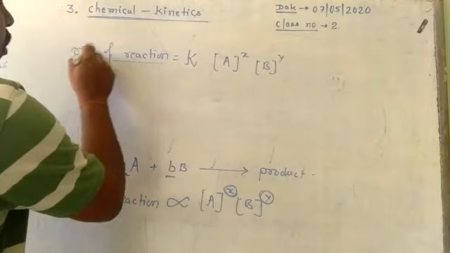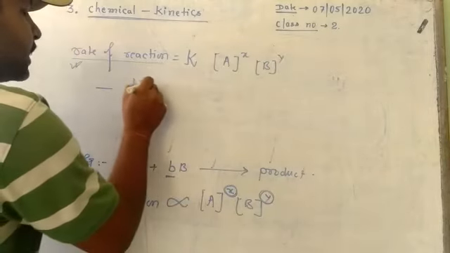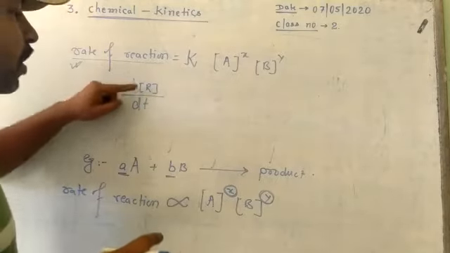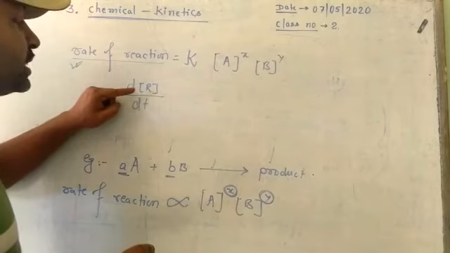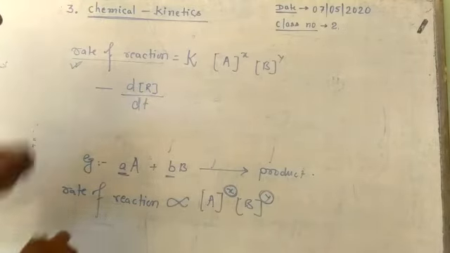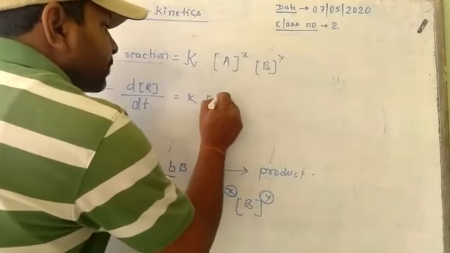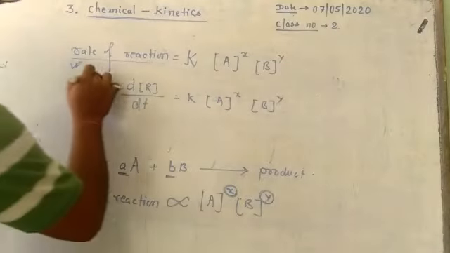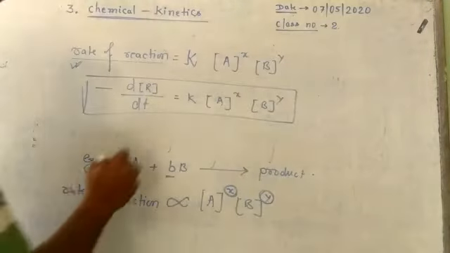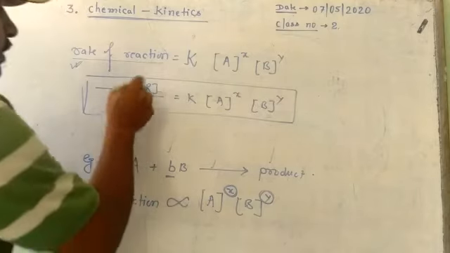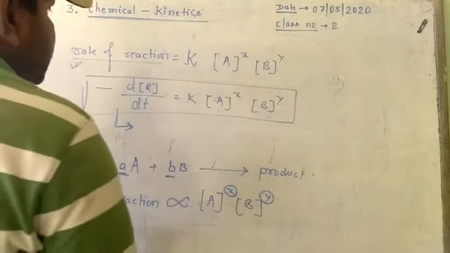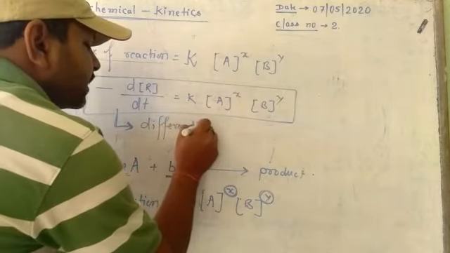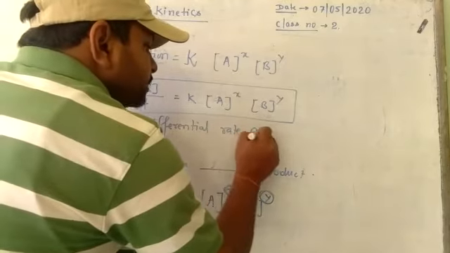Now students, rate of reaction is also written as dR by dt. Students, the negative sign is used for the term reactant, which was discussed in the last class. So, minus dR by dt equals k, A to the power x, B to the power y. This equation is known as the differential rate equation.